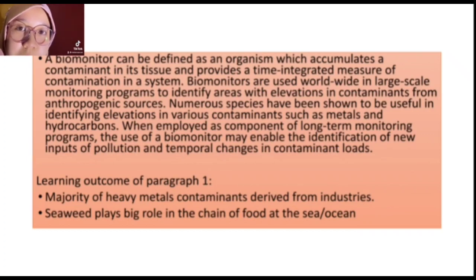anthropogenic sources. The two learning outcomes for paragraph 1 are: the majority of heavy metal contamination originated from industries, and seaweed plays a big role in the food chain of the sea or ocean.